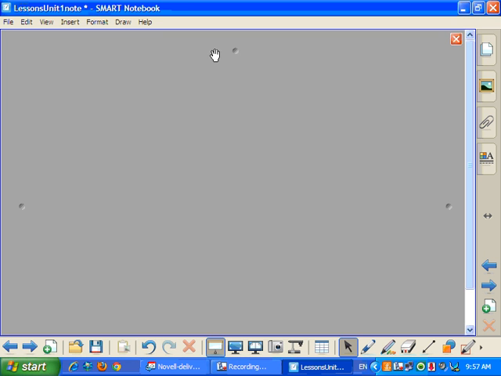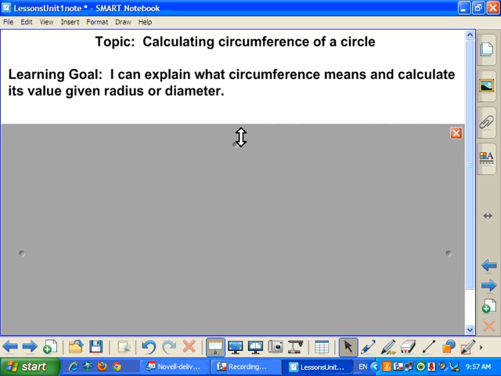Okay, welcome to lesson number 2 here. Lesson number 2, we were talking about calculating circumference of a circle. So that's our topic today, calculating the circumference of a circle. So what's the goal? What's your learning goal?